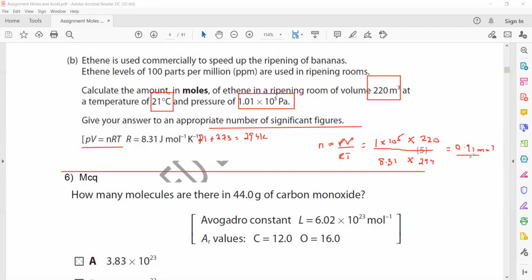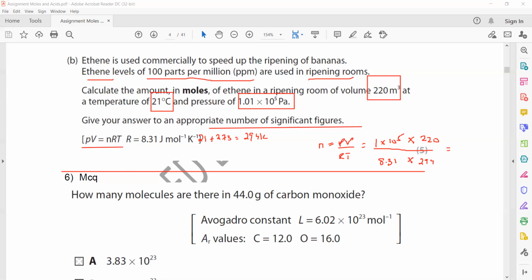This 0.91, because we need the moles of ethene here, as you can see, this part. They mentioned that ethene is used commercially to speed up the ripening, and calculate ethene level is 100 parts per million in the ripening group. So these are the number of the particles, but ethene will be 100 parts per million. That's the concentration of ethene given.